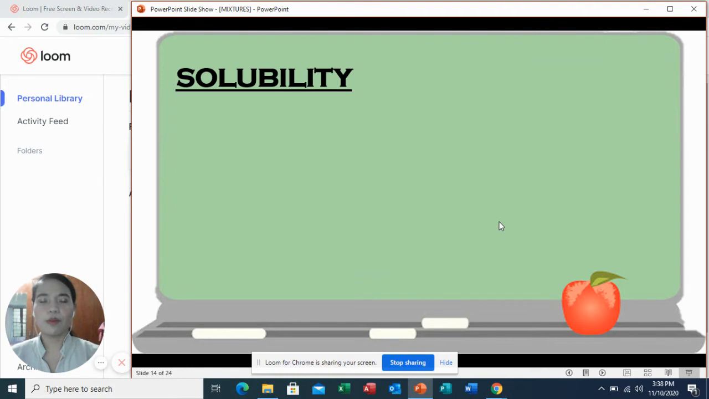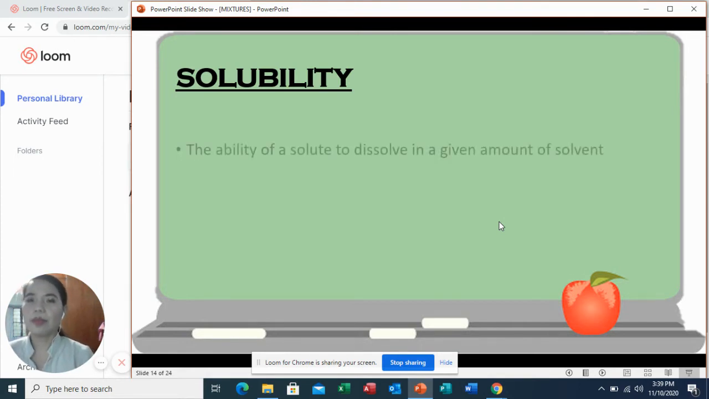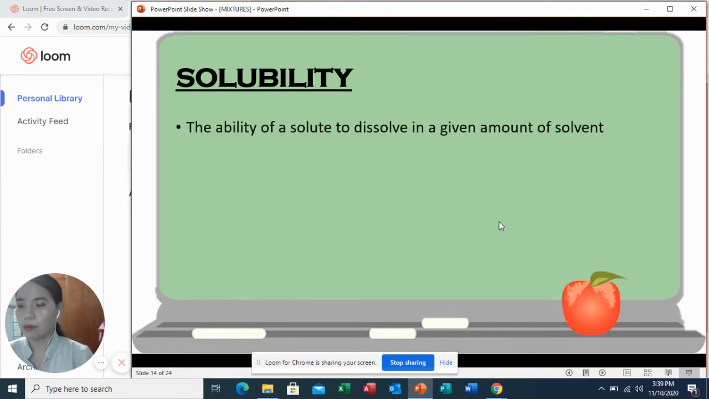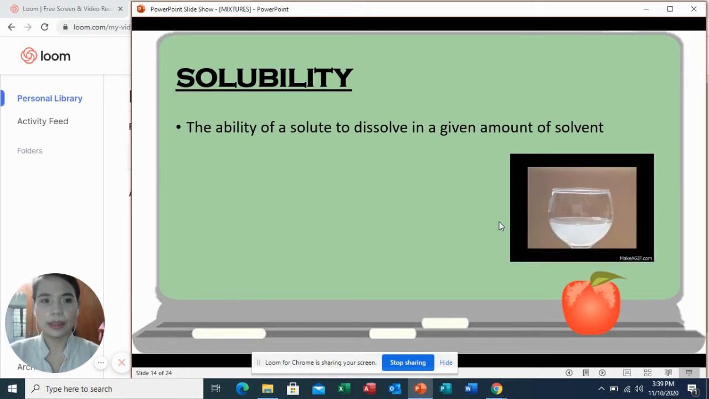Now let's move on to another concept, which is about solubility. Are you familiar with the word solubility? Solubility is the ability of a solute to dissolve in a given amount of solvent. If the solute dissolves in a solvent, then we can say that it is soluble.